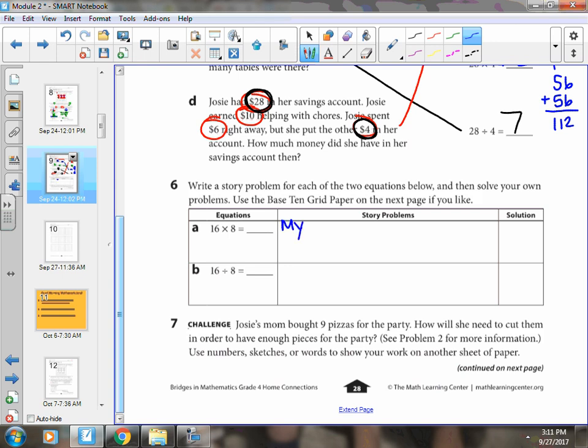My 15 friends and I, which would be 16 kids, right? My 15 friends and I each ate 8 cookies. How many cookies in all? So that's just an example.